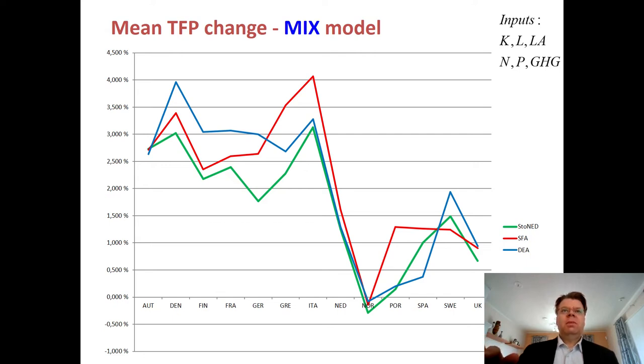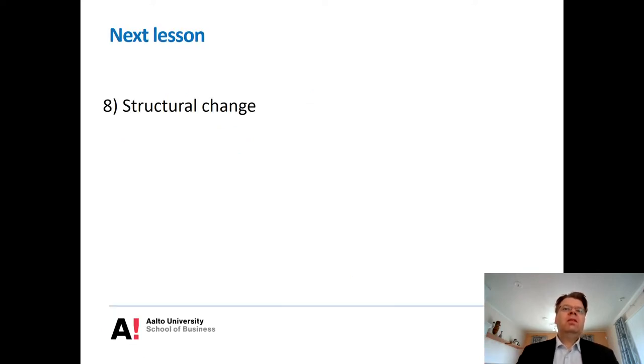Okay, but that summarizes my case. So as the eighth topic, we will move beyond this kind of frontier estimation techniques and look into structural change such as entry and exit and reallocation of resources. It's quite interesting that Malmquist studies, for example, have typically completely ignored the structural change, and then the studies that look at structural change have completely ignored the types of decompositions in the Malmquist literature. So that will be the eighth and the final topic of this course.